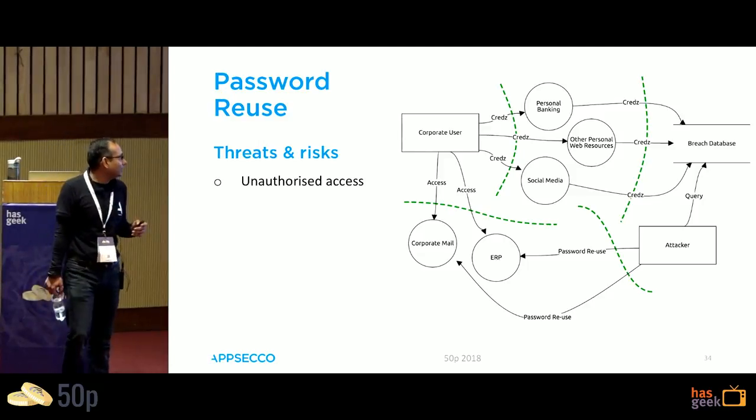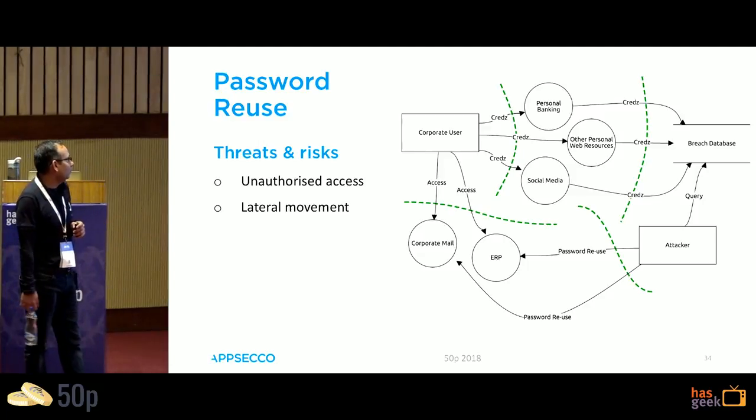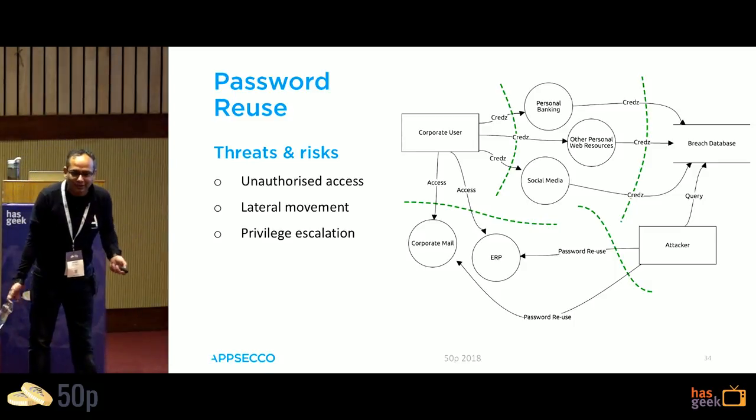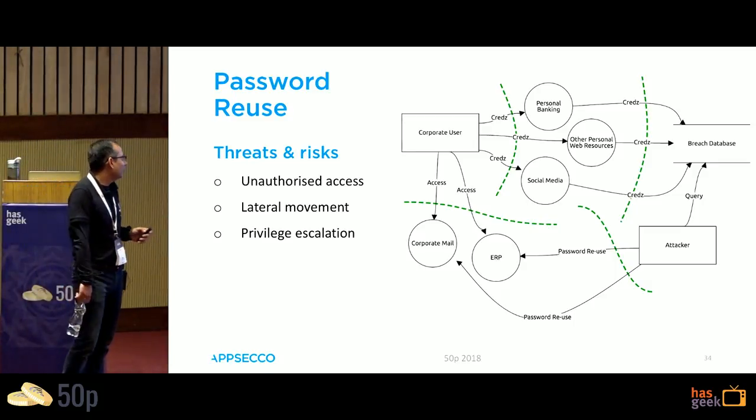So, threats and risks are unauthorized access, lateral movement, privilege escalation. Whoa, we're done. We just added three. This is Abhishek's slide. I blame him.